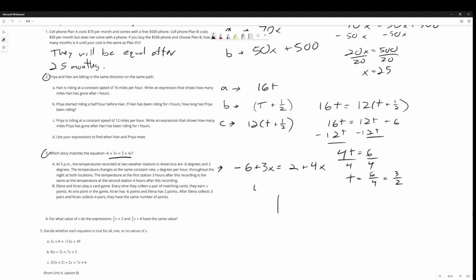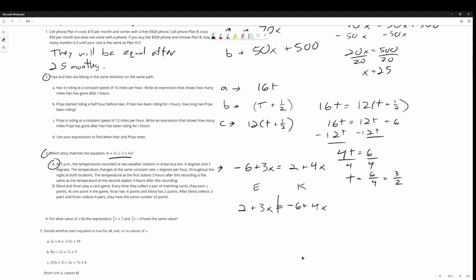So I'm just going to split this because this is worded a little funny. So I've got Elena on the left, Kieran on the right. Kieran has negative 6 points, so he's at negative 6. And Elena has 2. After Elena collects 3 pairs, so that's going to be plus 3x. And Kieran collects 4 pairs, so that's going to be plus 4x. They're the same. And I can see they're similar, but what's different is the y-intercepts here have been swapped. So it would be A, the Antarctic weather stations.